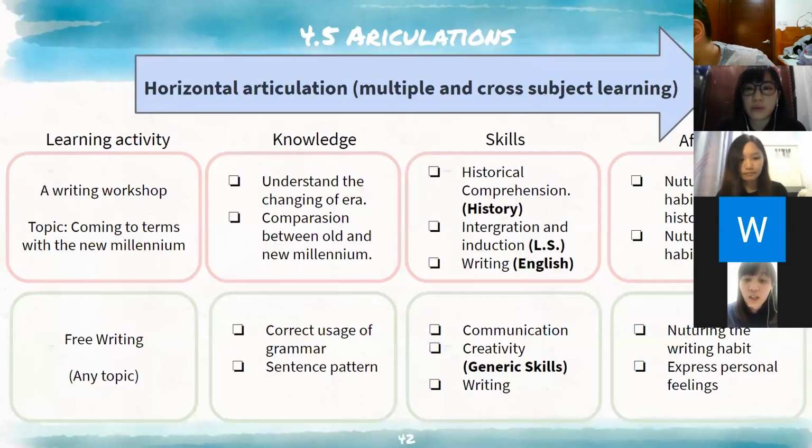There is a writing workshop with the topic of New Age. They can understand the changing of eras. Students not only learn the English language, they can also learn some knowledge about history. It helps students nurture the habit of noticing history. Therefore, the curriculum can bring multiple and cross-subject learning to students. Next page.